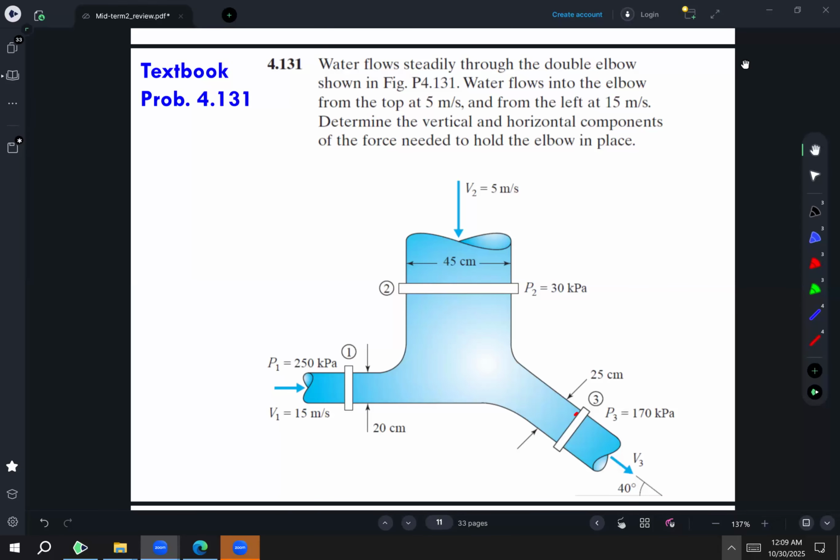Problem statement. Water flows steadily through the double elbow shown in this figure. Water flows into the elbow from the top at 5 meters per second and from the left at 15 meters per second. Determine the vertical and horizontal components of the force needed to hold the elbow in place.